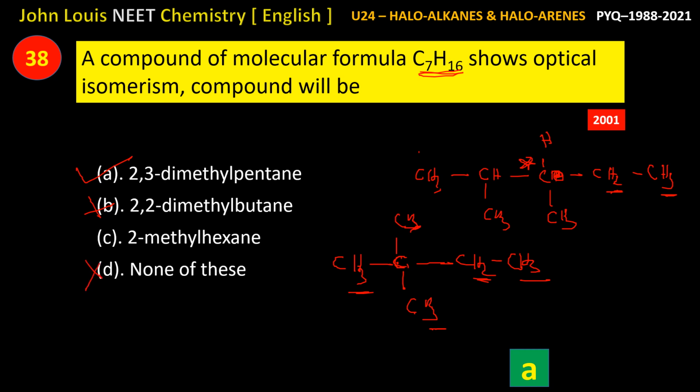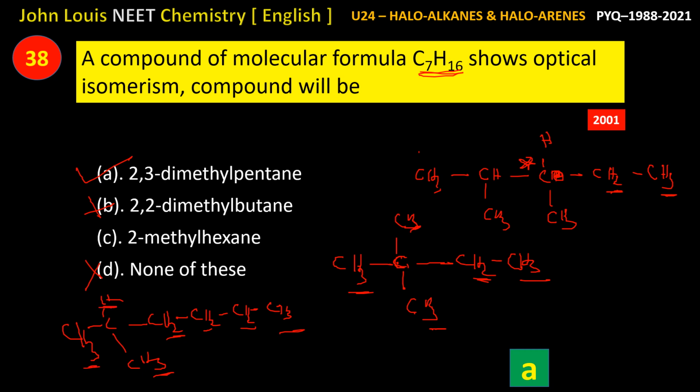Now 2-methyl hexane. What is hexane? 6 carbons, 1, 2, 3, 4, 5, 6. Ane, therefore everything should have a single bond. And then 2-methyl, so in the second position there should be CH3. Therefore it is CH, here CH2, CH2, CH2, CH3. So here more than one hydrogen is there. Therefore it cannot show chirality here.